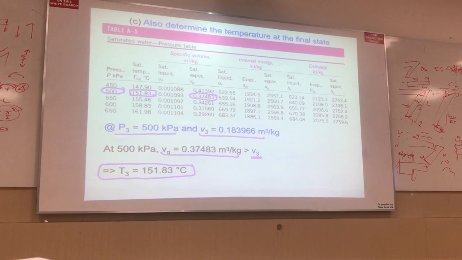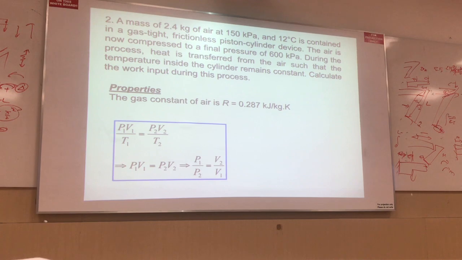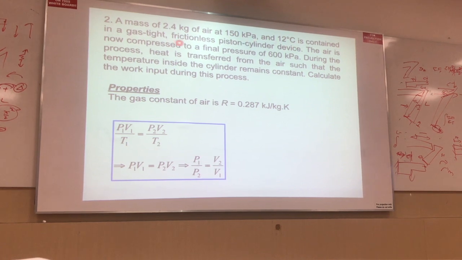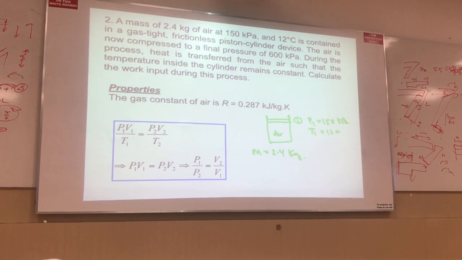Then I go to the second question. This question is: a mass of 2.4 kilogram of air at 150 kilopascal and 12 degrees Celsius is contained in a frictionless piston cylinder device. Something like that. The piston cylinder device contains the air. Mass of air initially is 2.4 kilogram. And what is the initial pressure? They say P1 is 150 kilopascal and temperature T1 is 12 plus 273 Kelvin, and the air is now compressed.